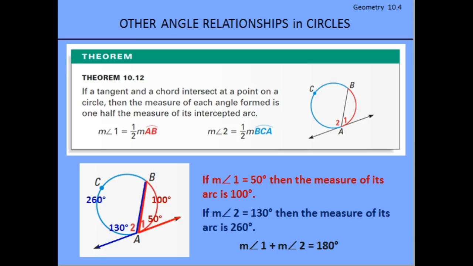Hi, this is Laura again, and here we are with the McDougall Little Geometry Book, Chapter 10. This is 10.4, Other Angle Relationships in Circles. We're going to jump right in and look at a theorem here.